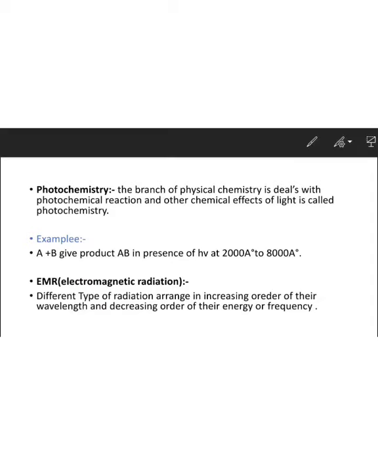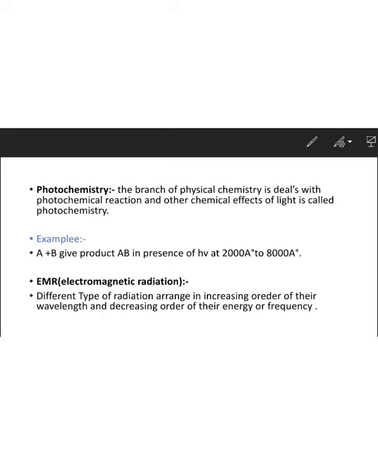From the example given below, we can understand it very well. A plus B gives product AB in the presence of h nu at 2000 angstrom to 8000 angstrom. In the given example, A and B are both reactants. When we pass h nu light at 2000 to 8000 angstrom, both reactants react with each other and give product AB. The photochemical reaction symbol is h nu.